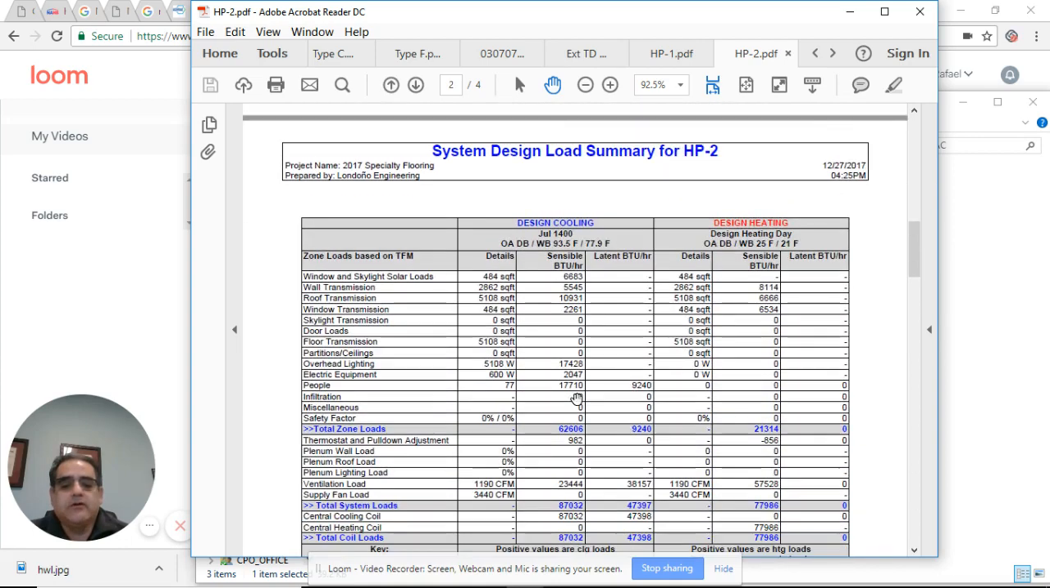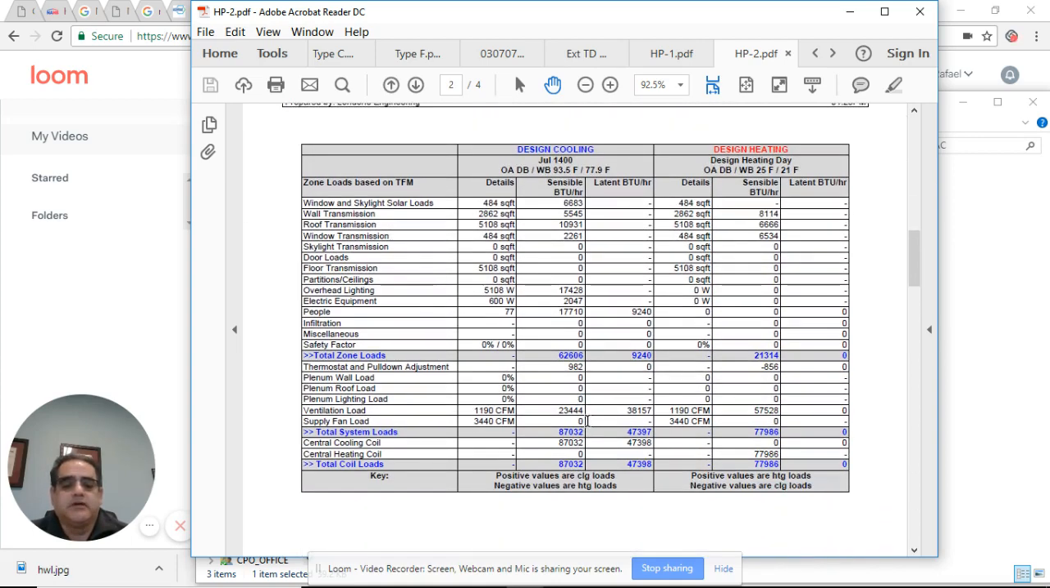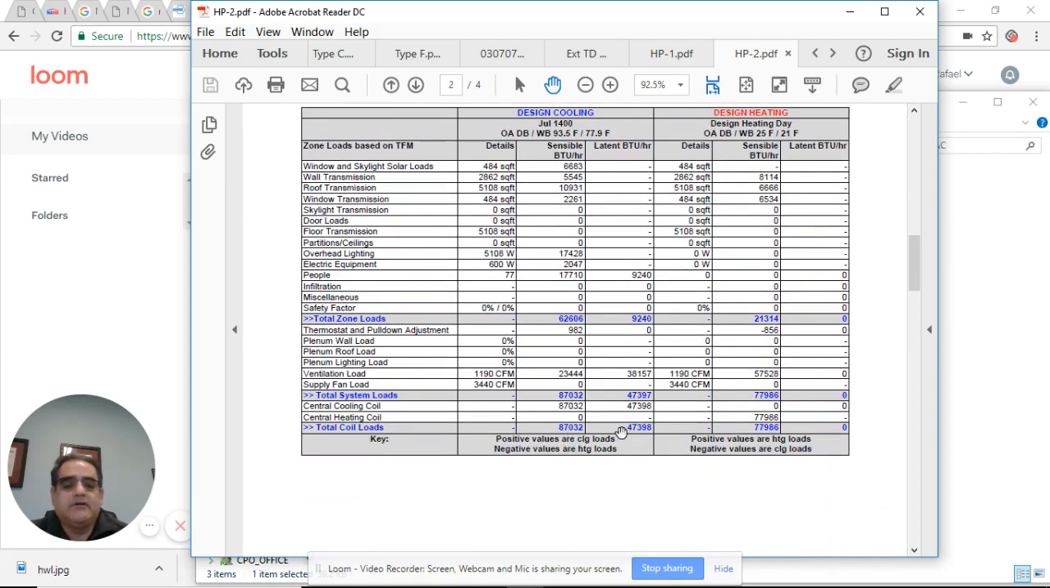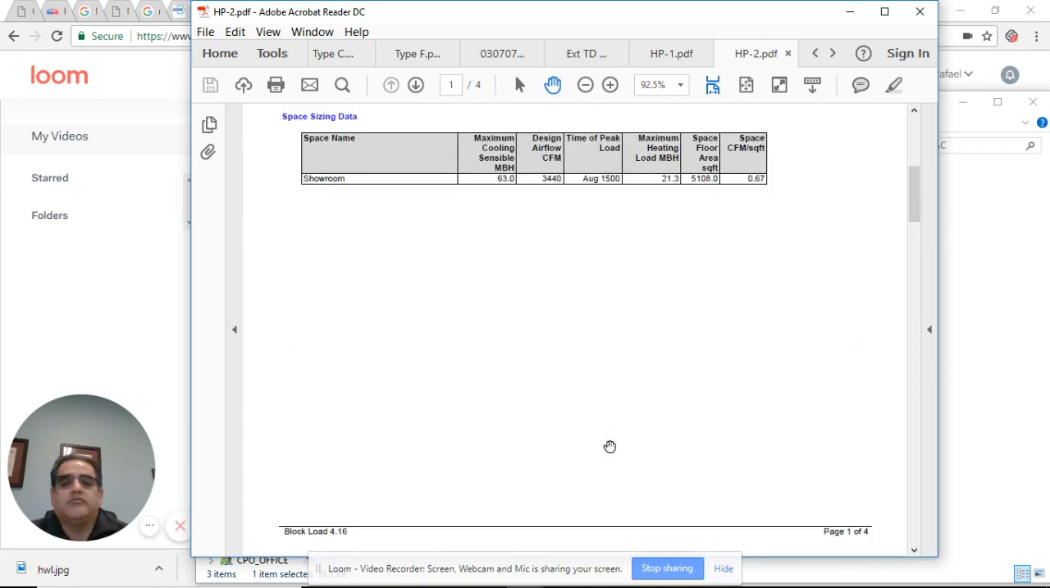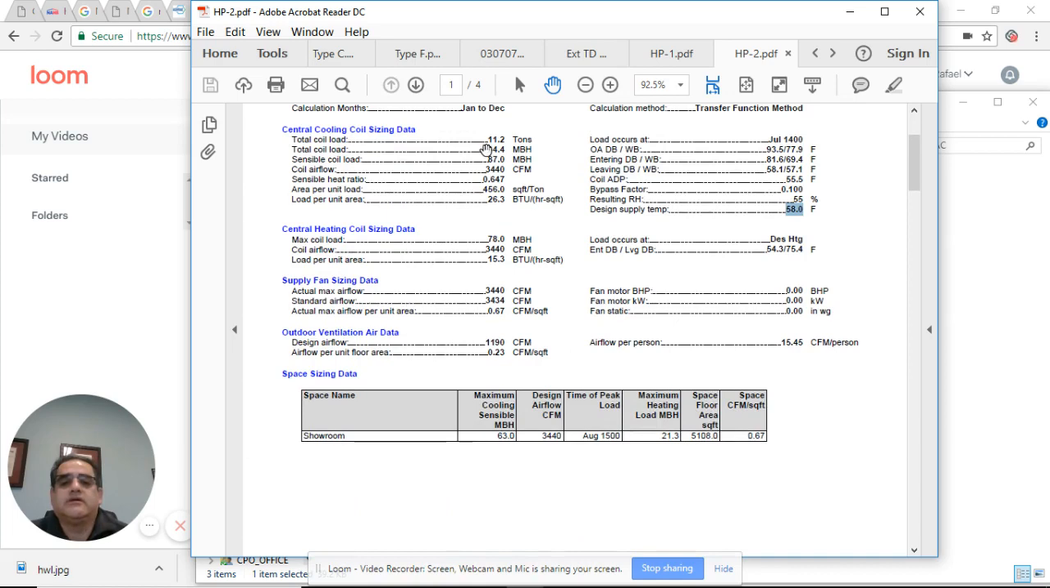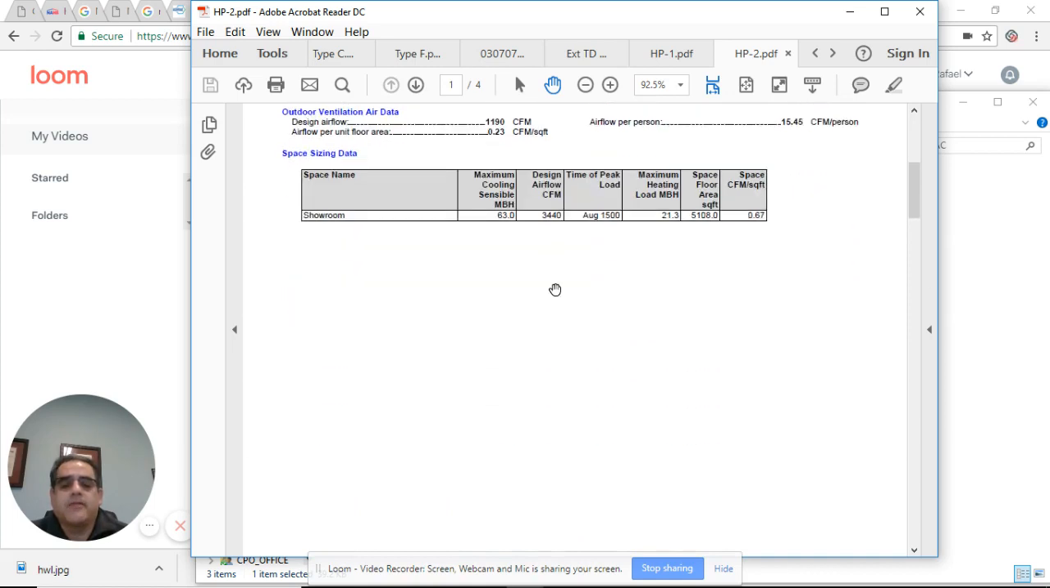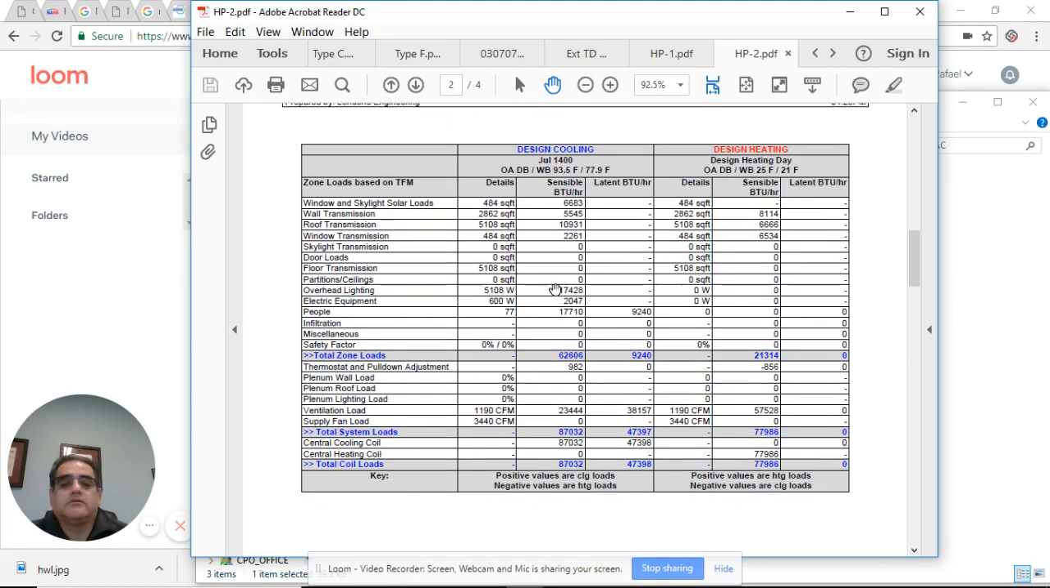Let's see what's happening load-wise. Okay, so it's 87 plus 47. That's 134. So let's see, 134.4. What are the loads? It's a bigger roof, obviously, so there's more roof load. There's much more walls, obviously.